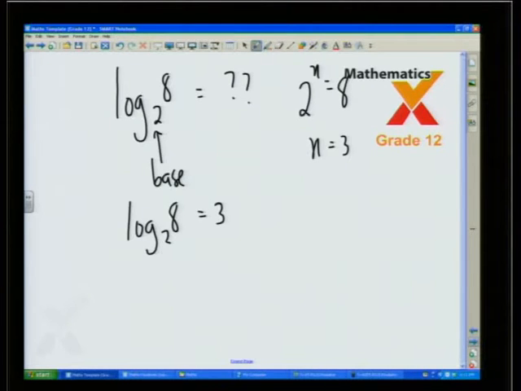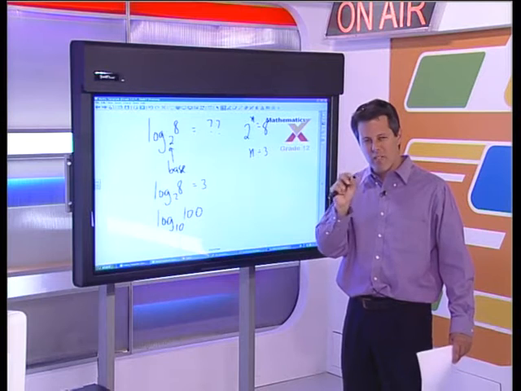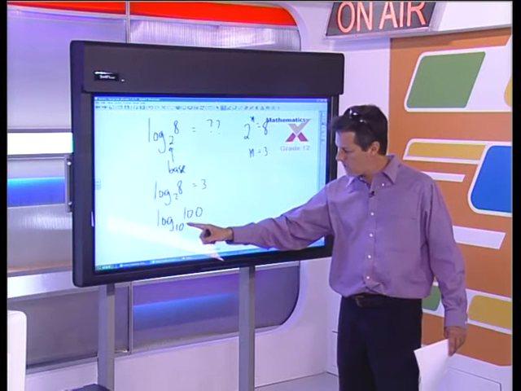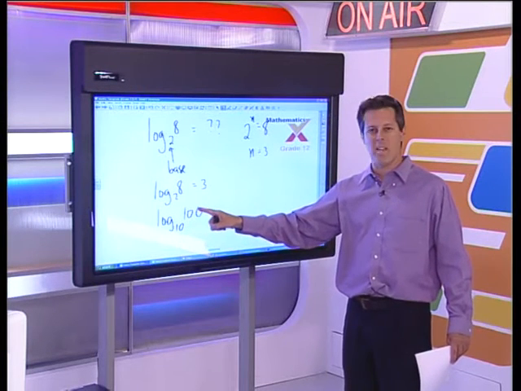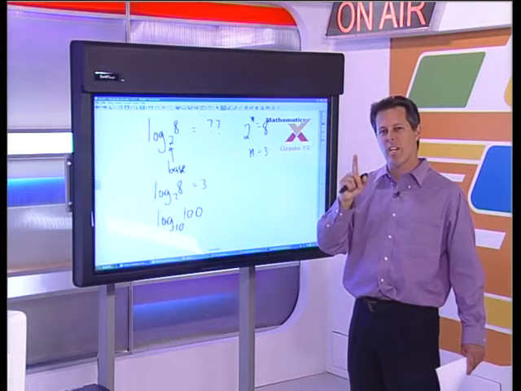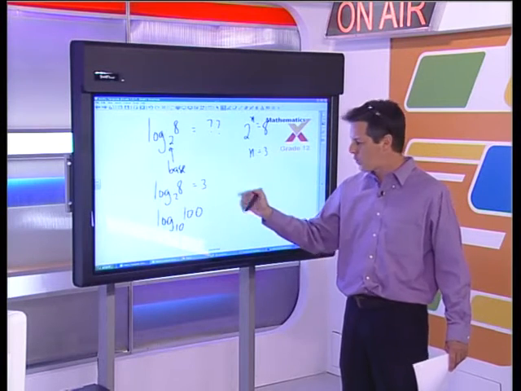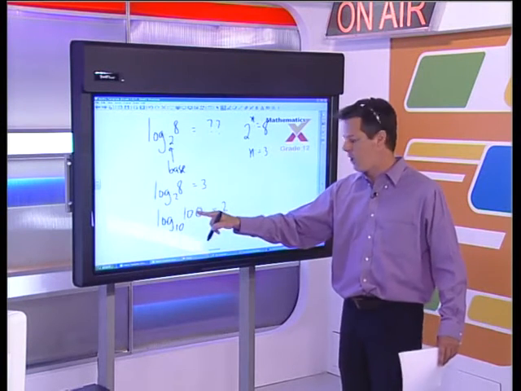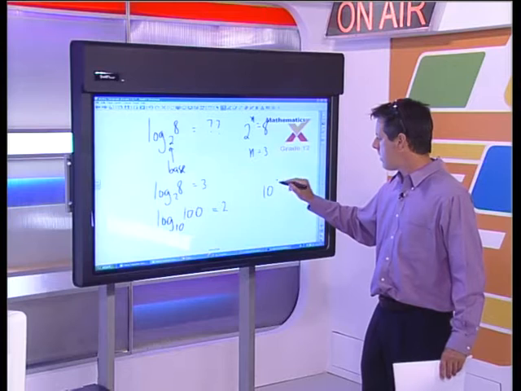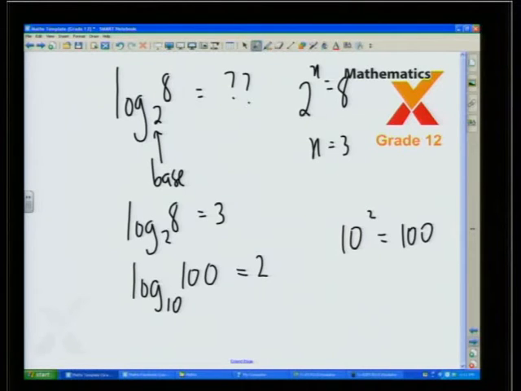If I choose another one, for example, the log of 100 to the base 10, I want you at home to think about that. Think of what I've done earlier on. I'm saying, what must this base be raised to give me that number? And I hope you all appreciate that 10 to the power of 2 is 100. The answer to a log is the exponent to which the base must be raised.